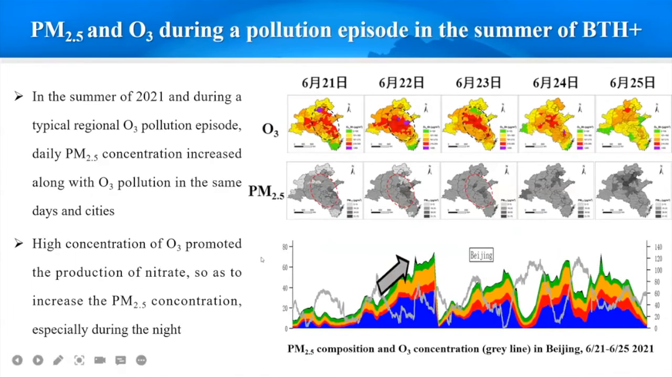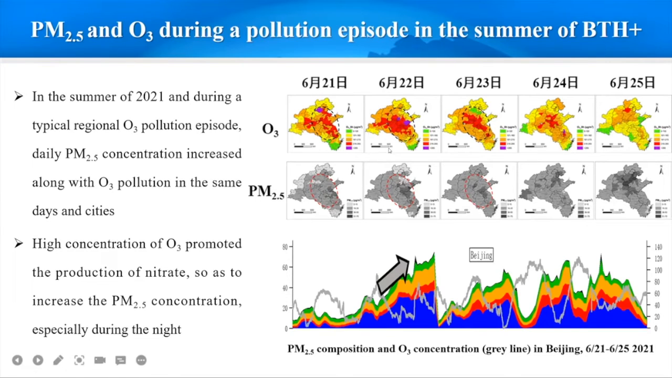So they are quite different. And we also check some pollution episodes in this BTH region. For example, in the summer of 2021, during a typical regional ozone pollution episode in the summertime, we can see that the daily PM2.5 concentration increased along with the ozone pollution in the same days and the cities.